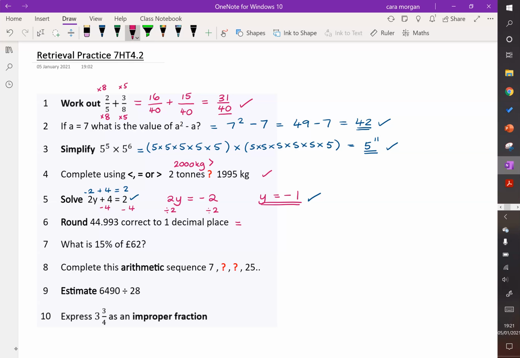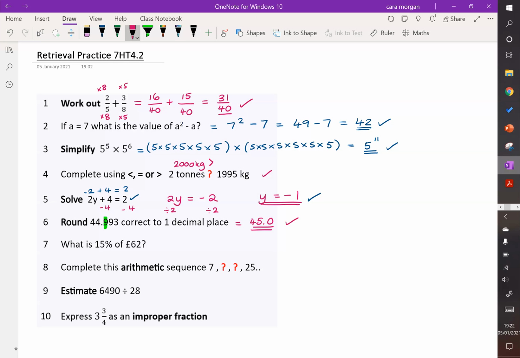Number 6, to 1 decimal place. Well, I just want to have one number written after the decimal point, but if I round that 9 up, it goes to a 10, and I can't write that. So I'd have to get round that by writing 45.0 to 1 decimal place.